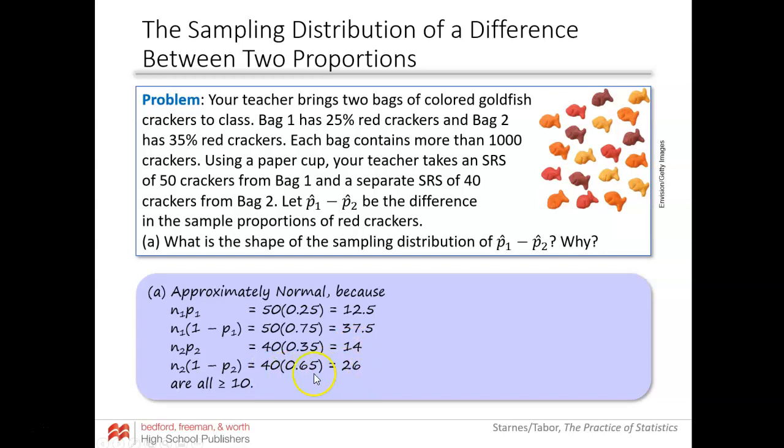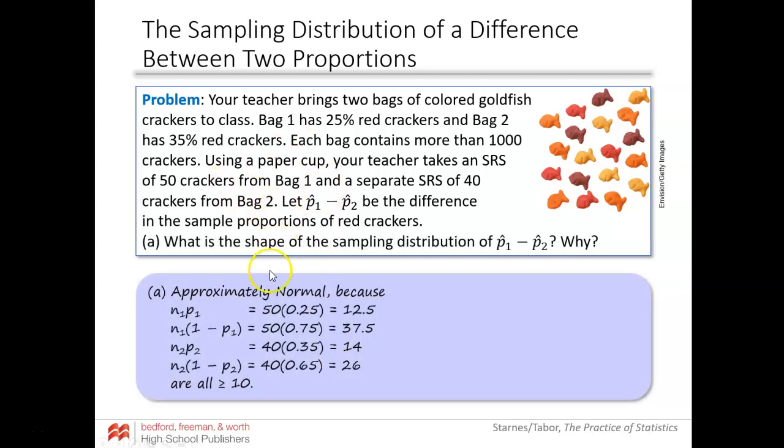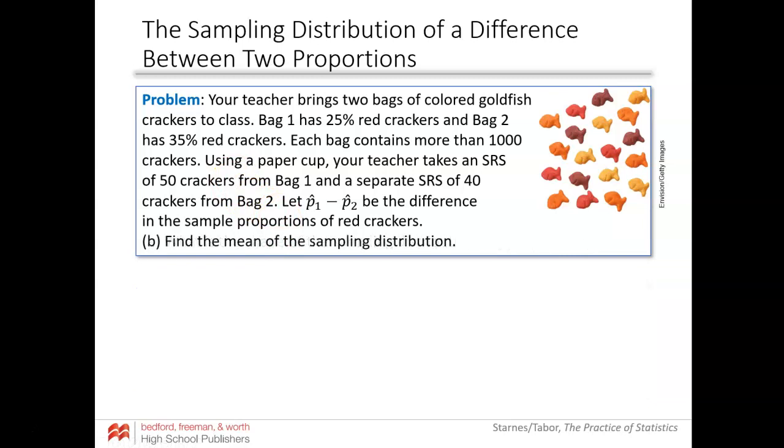And then 26 not red fish in bag 2. Anyways, all of them are greater than or equal to 10, and that satisfies the large counts condition. So because we satisfied the large counts condition, we can say this is approximately normal. That's what they're looking for. Is it annoying to have to do all that? Yes, it is. I'm so sorry.